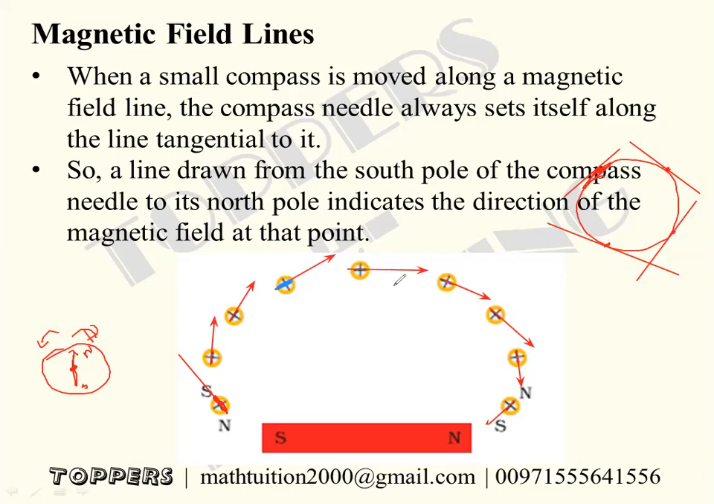I have just shown you with this red line. Both are the same. Suppose you want to find the direction at this point, this is the compass. We have marked a point on the south pole, and we have marked the north pole, and after that we have removed the compass. After removing the compass, just join this south and north. So this will give you the direction of the magnetic field at this point. Clear, right?